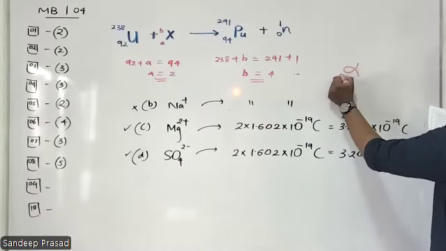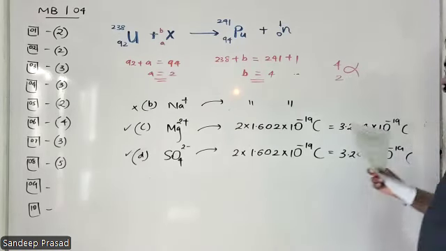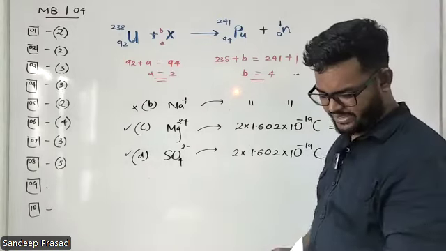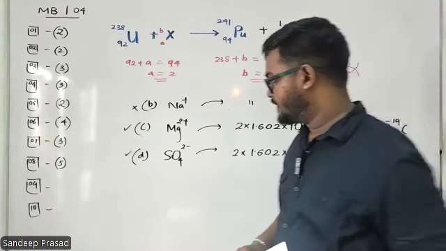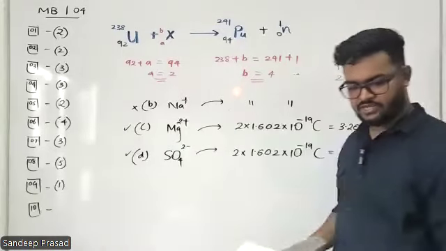That should be alpha particle, right? 2, 4. So alpha particle 2, 4. Question number 9, answer is the first one. That's very easy. Very simple. Raise your hand those who got the answer as the first one. Question number 9 is very easy.